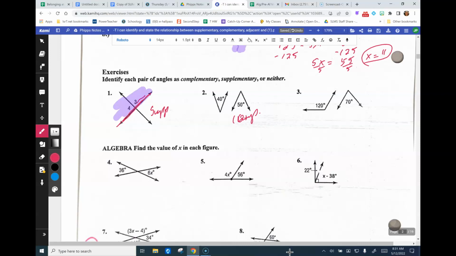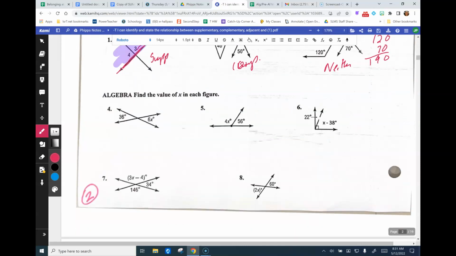Look at number 3, 120 and 70. That doesn't add to 180, does it? No. It's 190, so these are just neither. Okay, find the value of x in each figure.